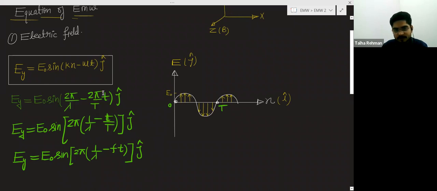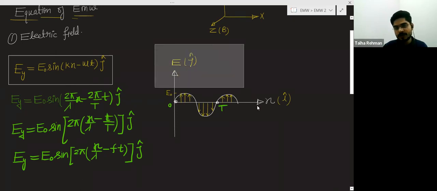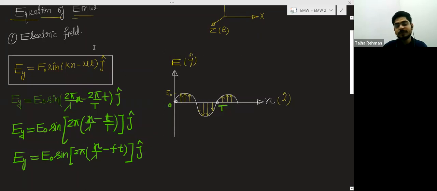But remember, with t there will be omega. The coefficient of t will be omega, and the coefficient here will be x also. Actually I have not written x here, so here will be x by lambda. So the coefficient of x will be k. So with t there will be omega, and with x there will be k. So this is the equation of the electric field in electromagnetic wave.